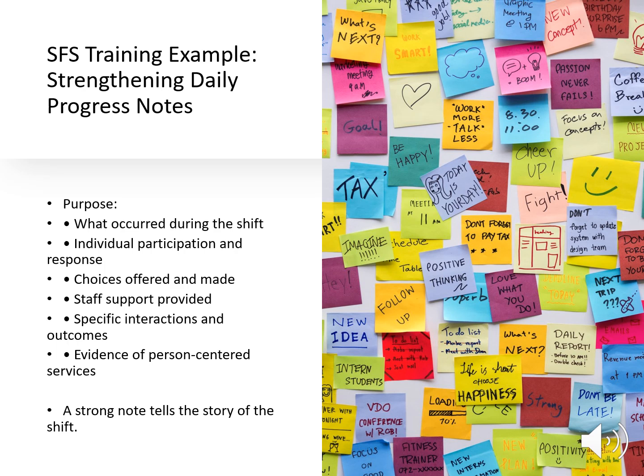SFS training example: strengthening daily progress notes. Purpose: what occurred during the shift? Individual participation and response, choices offered and made. Staff support provided, specific interactions and outcomes. Evidence of person-centered services. A strong note tells the story of the shift.